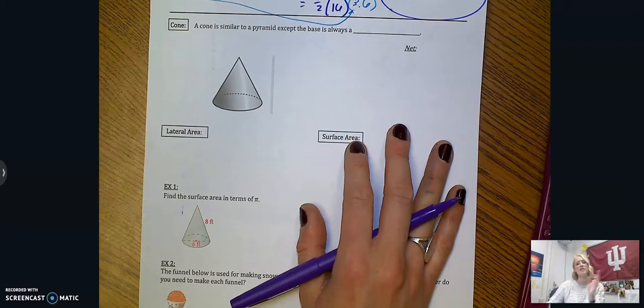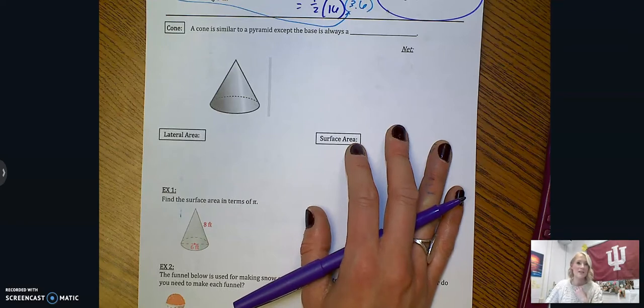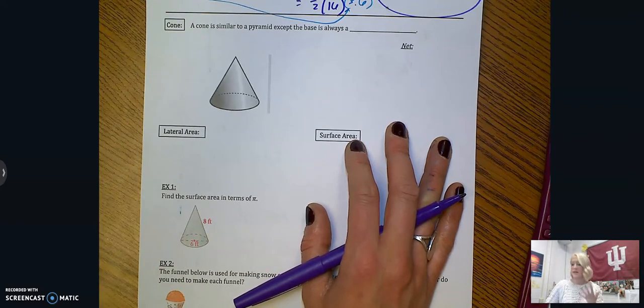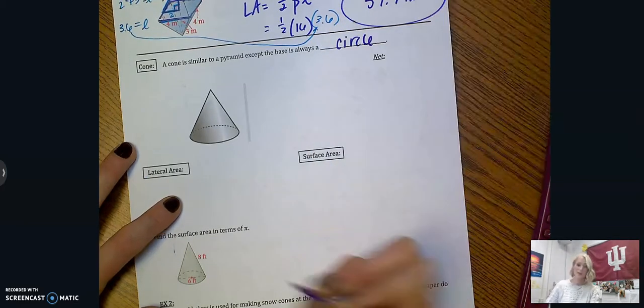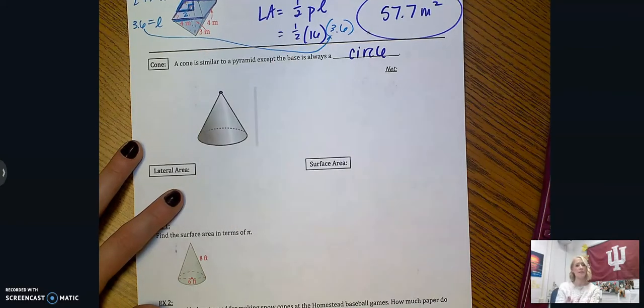All right, let's shift gears and end with cones. This is the last shape that you'll have to find surface area for. Okay, a cone is really similar to a pyramid, except the base is always a circle. It's not changing, always a circle on the bottom, and it comes to a point at the top. These are a little bit better than pyramids.